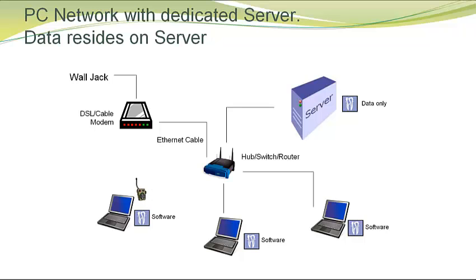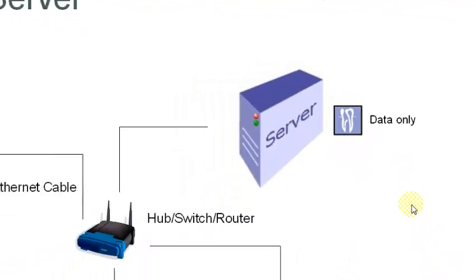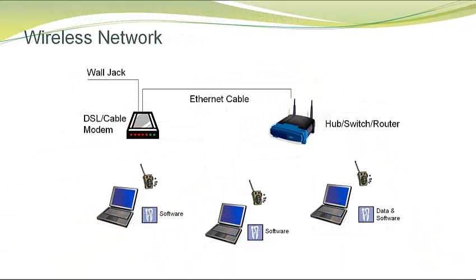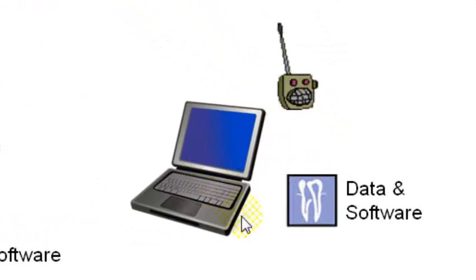In this diagram, we have a network configuration of 3 PCs, each running the software only, with the data being stored on a dedicated server. Here we have a network configuration of 3 PCs without a dedicated server. All 3 PCs communicate with the network wirelessly. The data and software reside on this PC.